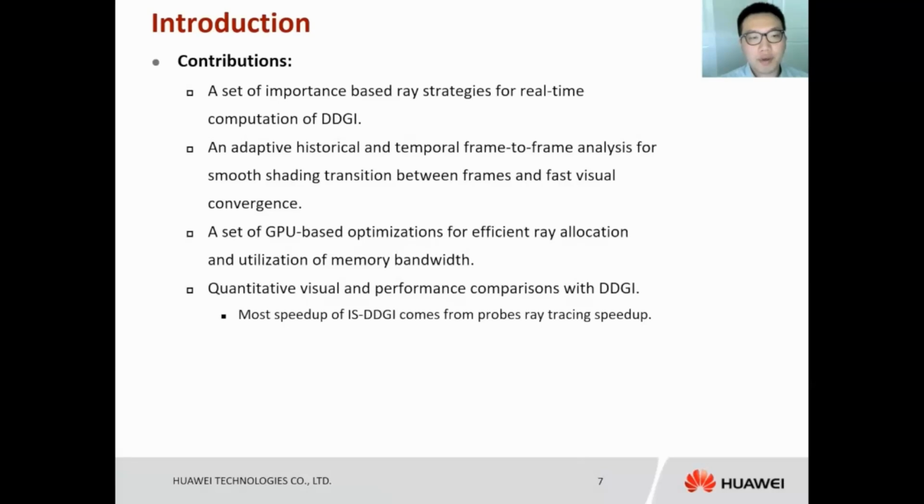Our contribution is a set of importance-based ray strategies for real-time DDGI computations, and adapted historical and temporal frame-to-frame analysis for smooth shading transitions and fast visual convergence, and a set of GPU-based optimizations for efficient reallocation and utilization of memory bandwidth. We also provide quantitative, visual, and performance comparisons with DDGI. And we highlight that most of the speedup of our approach comes from the probe ray tracing stage.